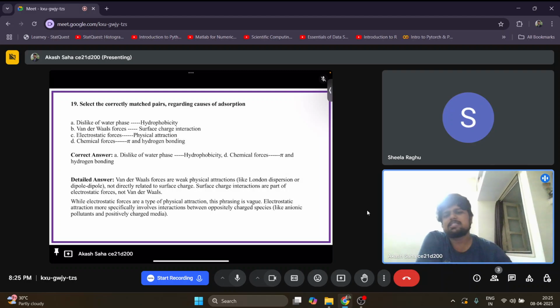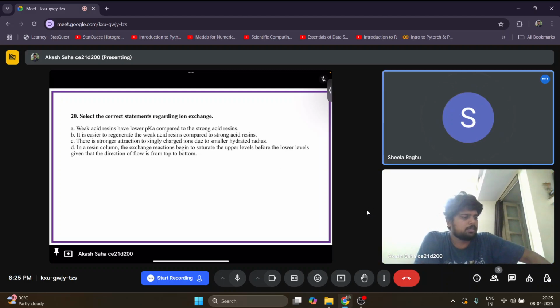Van der Waals forces are weak physical attractions. Surface charge we generally say is electrostatic forces, not van der Waals forces, so that's why it is incorrect. And the second one, electrostatic forces are not typically physical forces. We say electrostatic forces are forces between oppositely charged species. So plus and minus, if they are getting attracted or repelled, those are electrostatic forces. That's why those two options are incorrect.